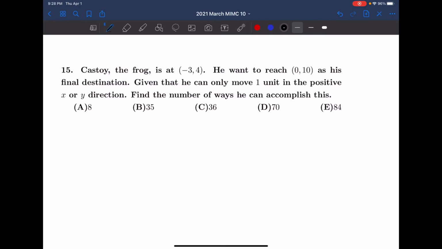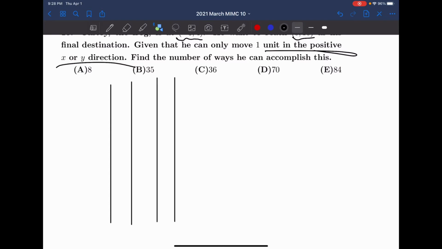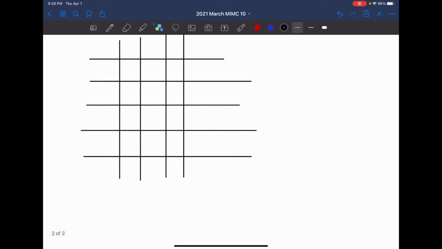In number 15, it says a frog wants to jump from here to here. It can only move one unit in the positive x or y direction, and asks the number of ways he can accomplish this. You can draw a rough diagram down here. I wouldn't draw it very accurately over here, but that is enough for our experience.